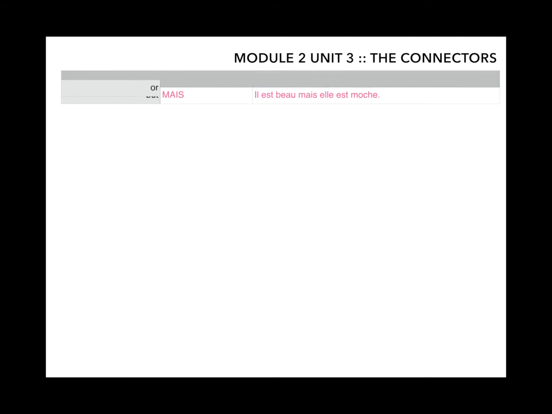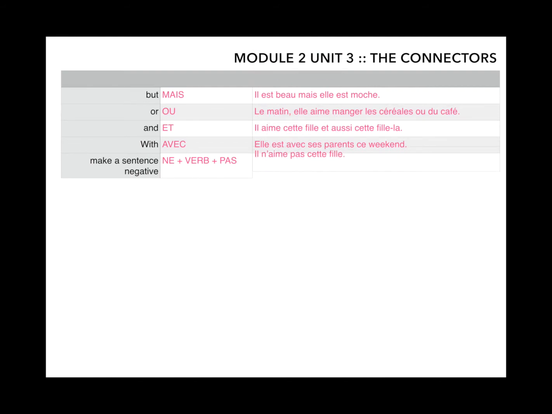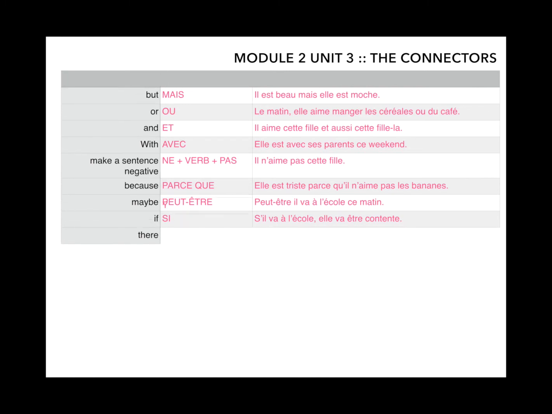Mais, ou, et, avec. And then making a sentence negative is ne, verb, pas. Because, parce que. Maybe is peut-être. If is si. There is, il y a. Some of is en.